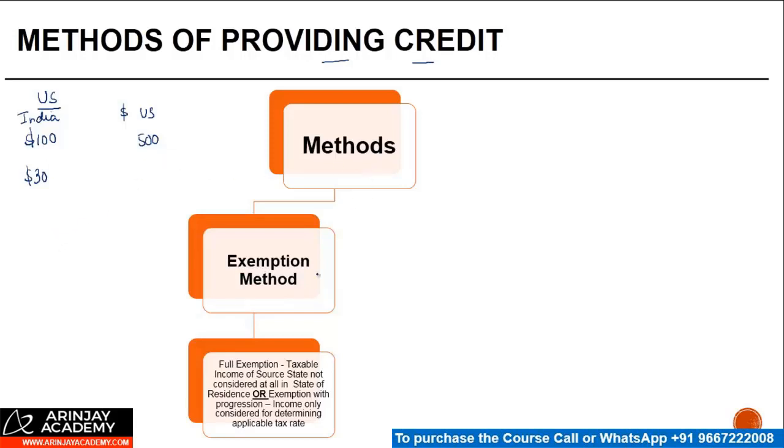The exemption method has two variants: one, a full exemption, or second, an exemption with progression. In case of full exemption, taxable income of the source state is not considered at all in the state of residence. What this means is, when calculating the US taxable income, they are going to say from India we have zero income, and therefore the total income is $500. This is known as full exemption. You do not include the income at all.